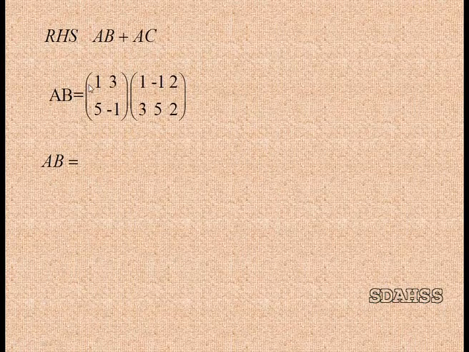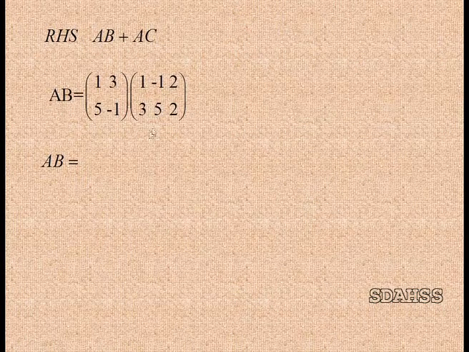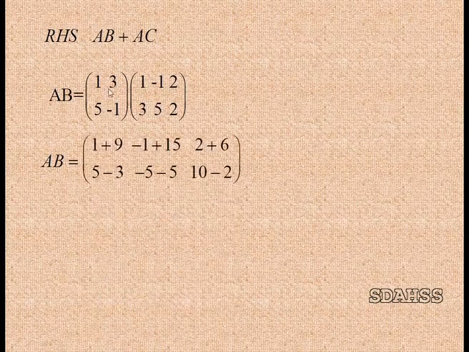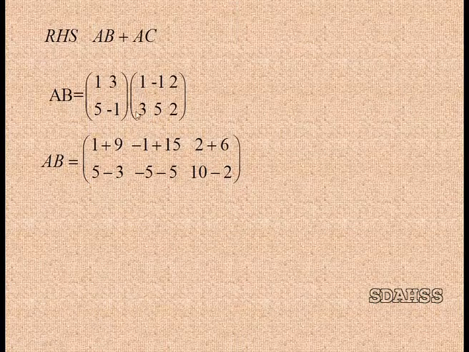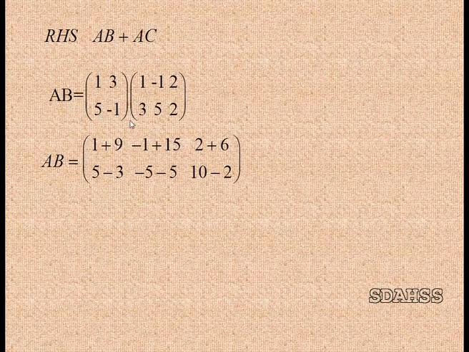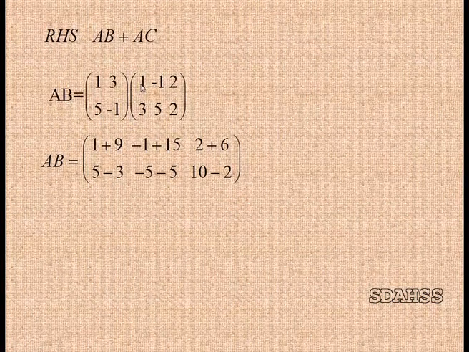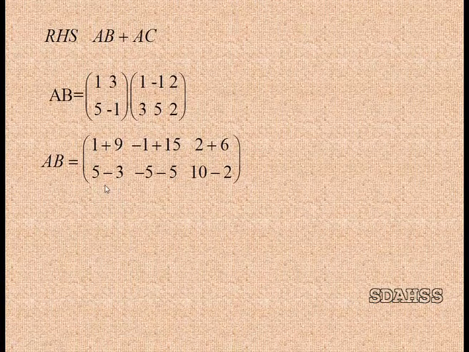Here the A matrix is 1 3 5 minus 1. B matrix is 1 minus 1 2 3 5 2. Multiply. Then you have first row first column. Multiply 1 into 3, 1 into 1, 1, 3 into 3, 9. Multiply second row and first column. So you have 5 into 1, 5, minus 1 into 3, minus 3.